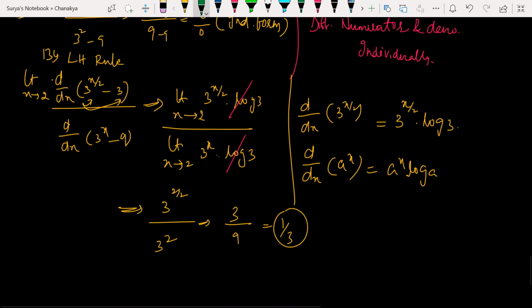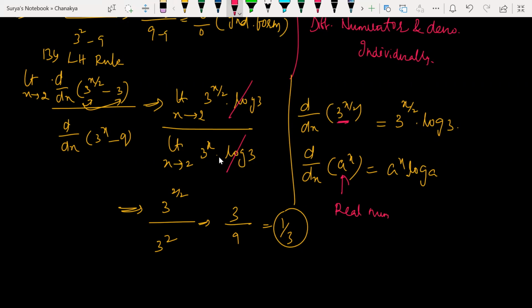Look at this, what I told you here. d by dx of a power of x is equal to a power of x into log a. Here, what is a? a could be any constant, any real number. Understood or not? That could be any real number.